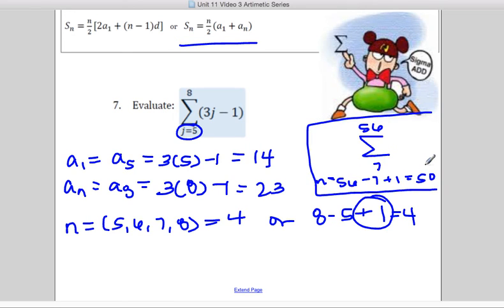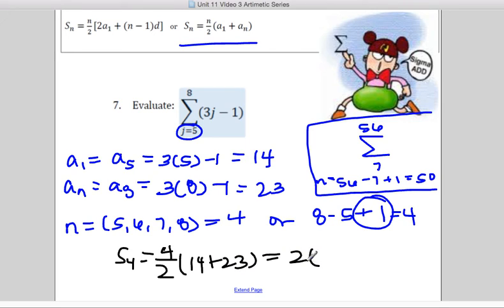Okay, so now I can go ahead for example 7 and plug them in. So S sub 4 is equal to 4 over 2. My first term is 14 plus 23. So I would have 2 times what's 14 plus 23? 37, which gives me 74. That is my answer. So this is equal to 74.